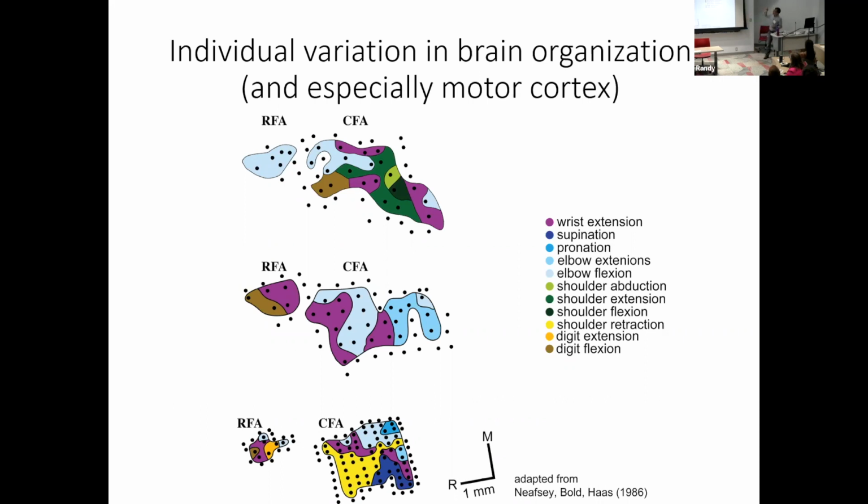This is the representation across 3 animals, 1, 2, 3, of just the forelimb motor representation. And the colors are all of these different component forelimb movements.